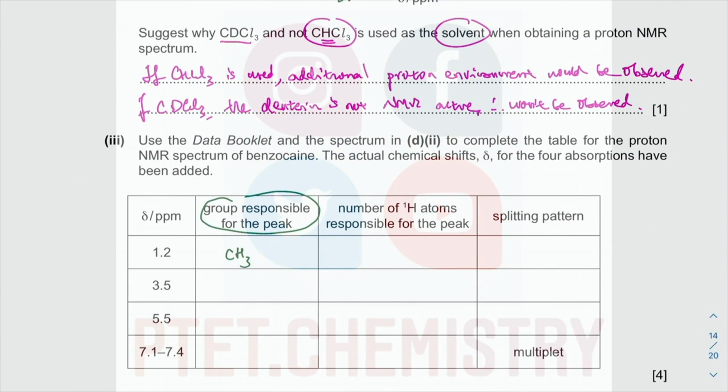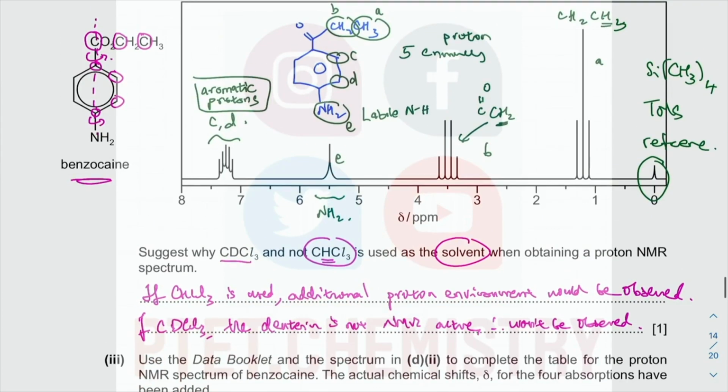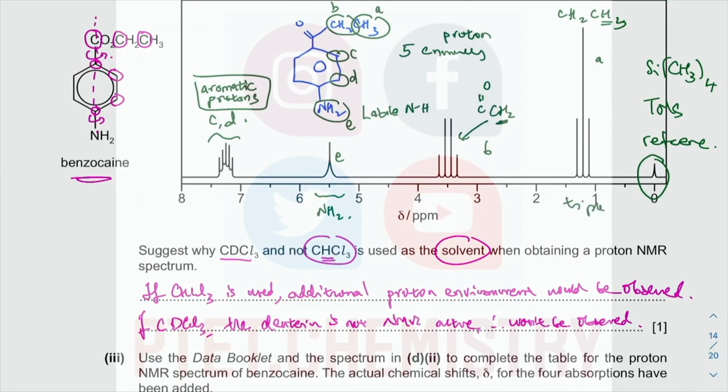CH3, maybe you just write the proper group. CH2, and then there's the NH2, there are the aromatic protons. So this is the CH2 next to carbonyl, just to be specific. This is a triplet, this is a quartet, this is a singlet, this is a multiplet.